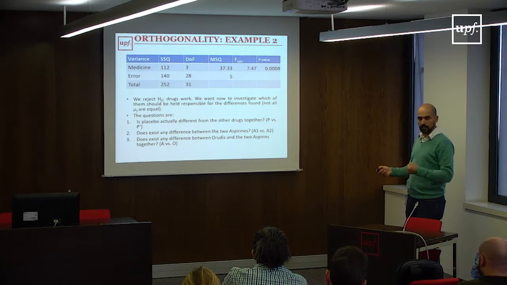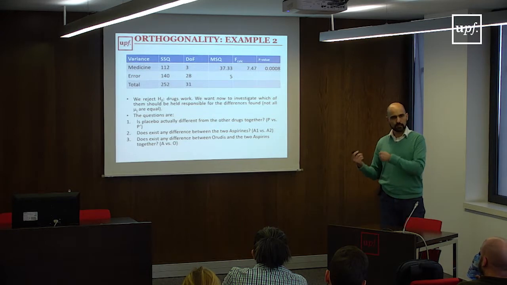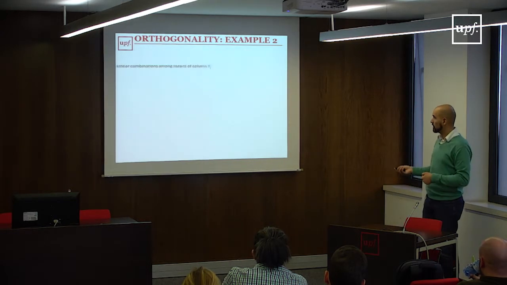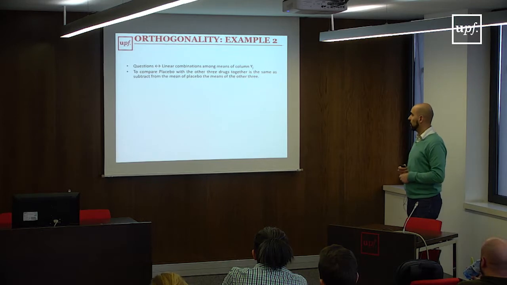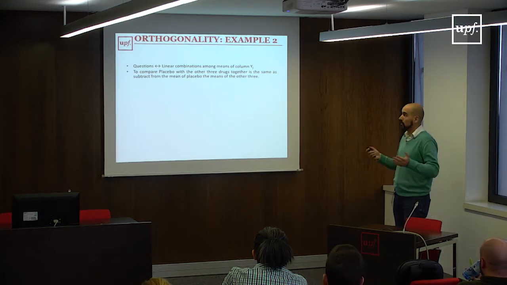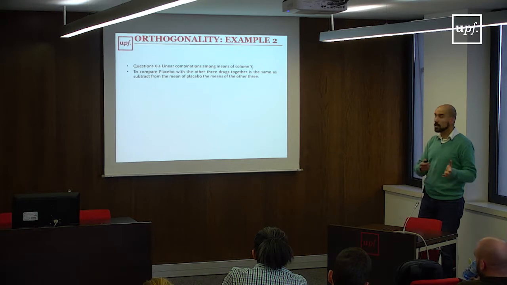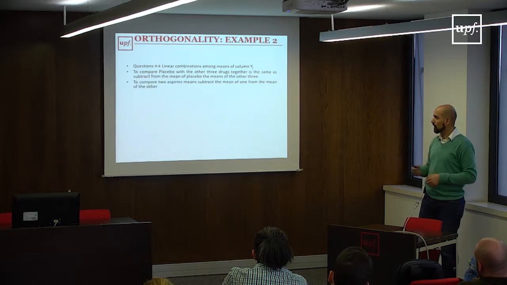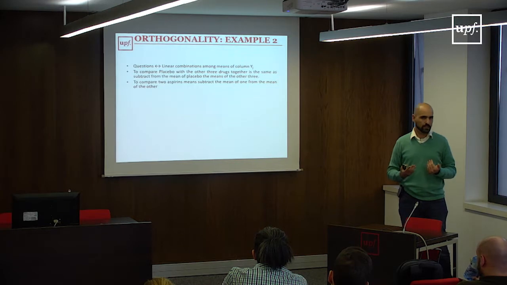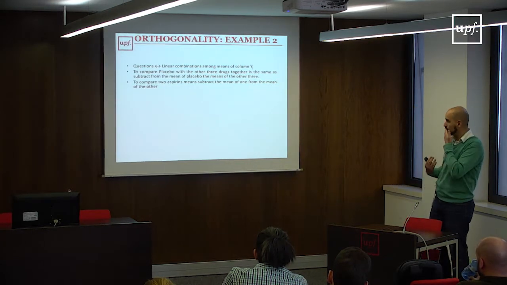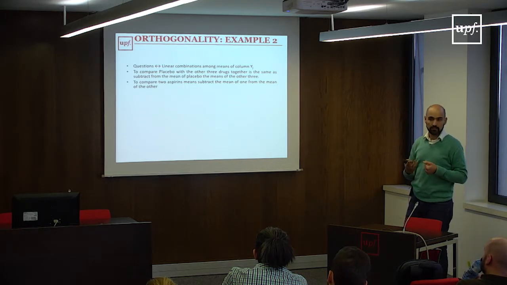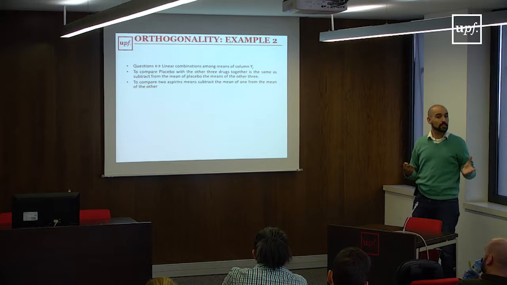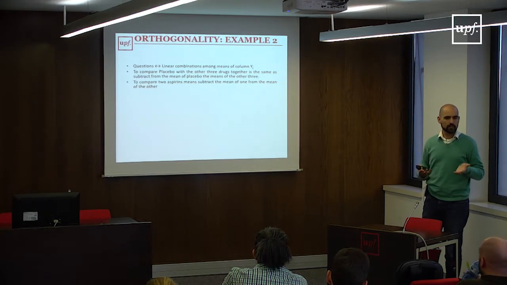So we want to create a matrix that can represent these questions. It must be a linear combination among the means of the columns. So to compare placebo, for instance, with the other 3 drugs together is the same as subtracting from the mean of placebo the means of the other 3. To compare the 2 aspirins, this is easy. It's just to subtract one from the other. If the result is statistically not different from 0, it means that the 2 are not different.